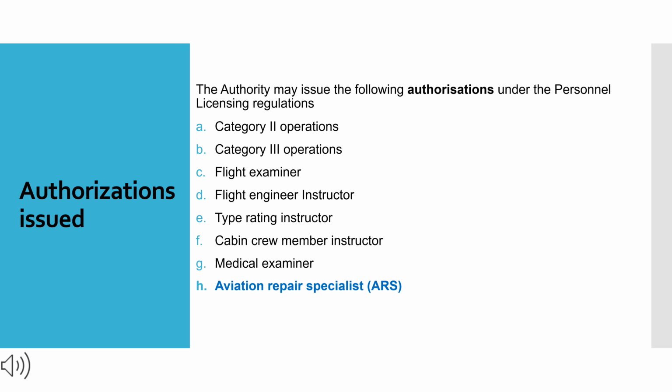Authorizations issued. The authority may issue the following authorizations under the personnel licensing regulations: Category 2 operations, Category 3 operations, flight examiner, flight engineer instructor, type rating instructor, cabin crew member instructor, medical examiner, and the aviation repair specialist, ARS. Our concerned authorization here is the aviation repair specialist, and we shall discuss it in detail.